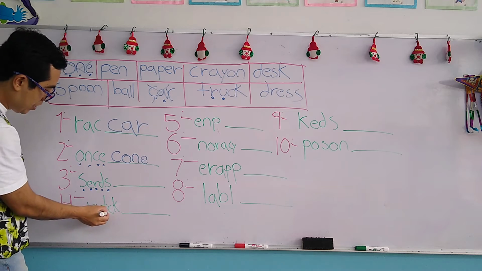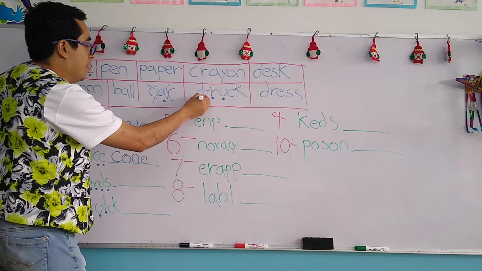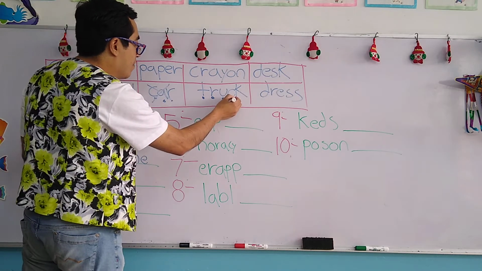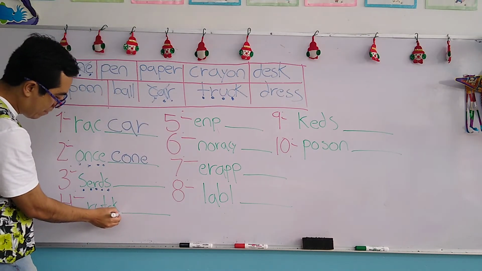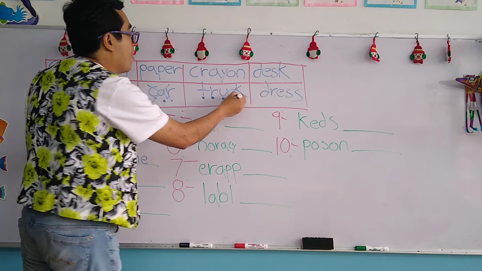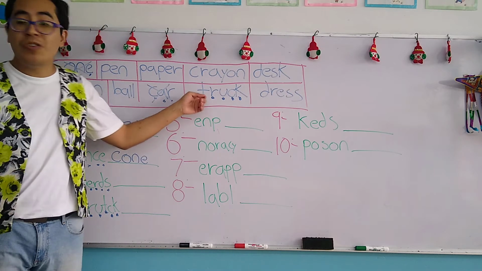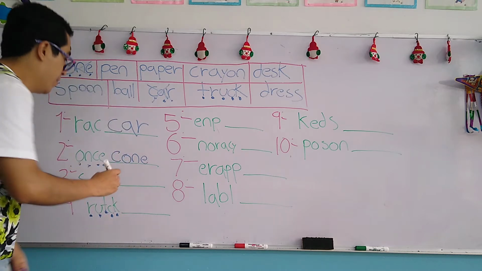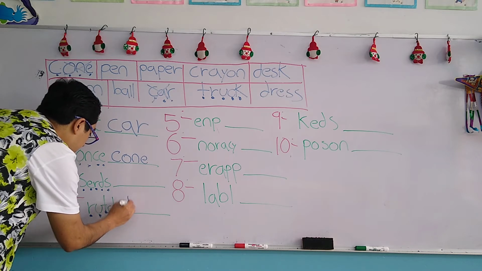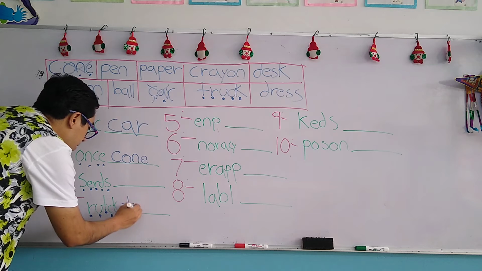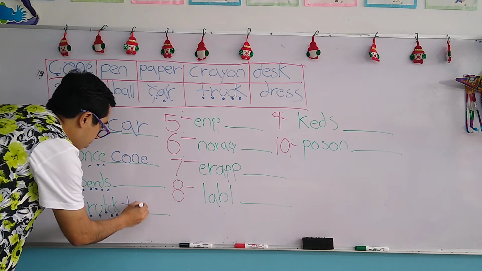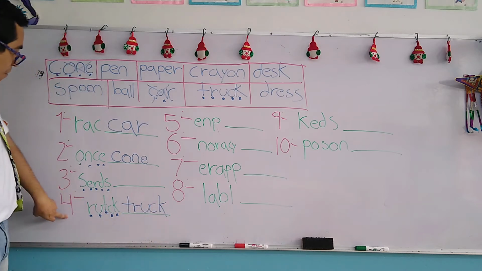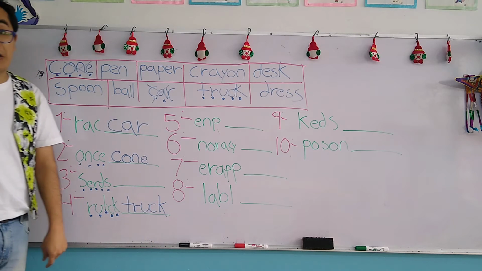okay. Letter T of Tito, letter C of Carlos, letter K of Carla. So this is the correct word. Let's write it in the correct order. T, R, U, C and K. So number 4, it's truck.